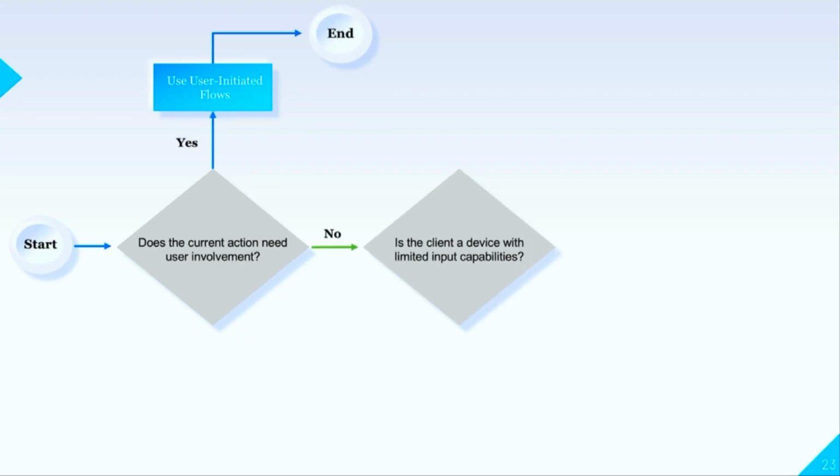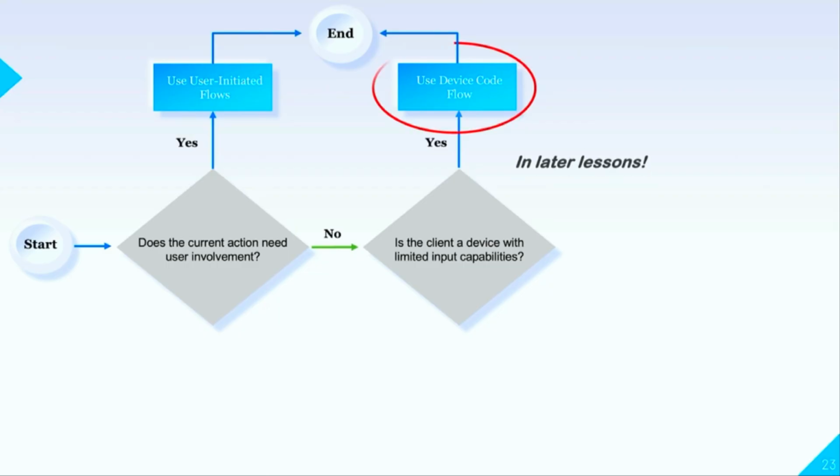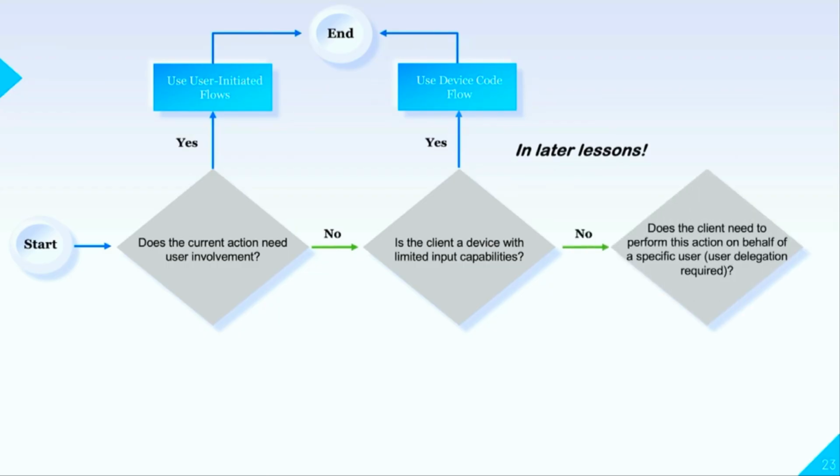Is the client a device with limited input capabilities? This is where the device code flow comes in, which is particularly useful for devices like IoT gadgets or smart TVs that need user authorization but have limited input options. We'll cover the device code flow in detail in a later lesson. If the answer is no, we continue to the next question.